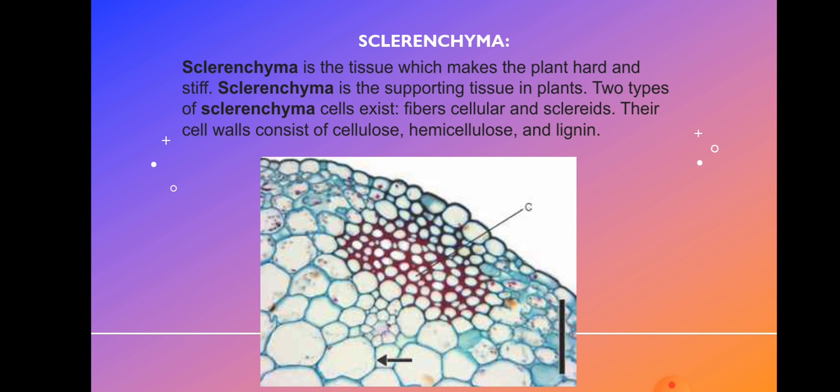So when compared with dermal tissue, the ground tissue is of various types. Parenchyma, collenchyma, sclerenchyma, so storage tissue also comes under ground tissue, right? So aerenchyma, chlorenchyma, so many. Okay, so this sclerenchyma is also divided into two types: fibers and sclereids. Their cell walls consist of cellulose, hemicellulose, and lignin. And some of the ground tissues help in photosynthesis also, children. Clear? This is about ground tissue.